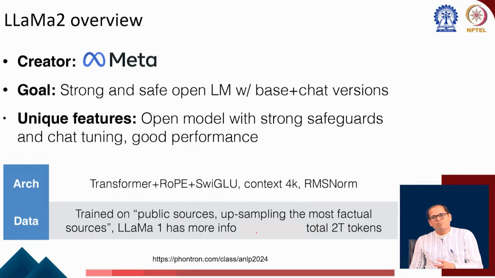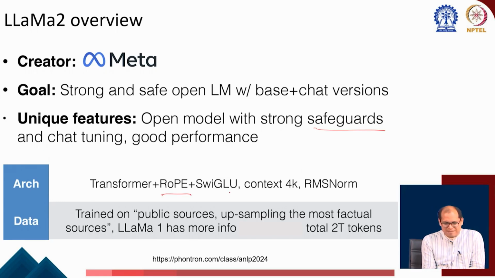Now, let us see the Llama 2 model from Meta. Again, this was an open model, and they wanted to have a lot of safeguards and chat fine tuning. So, in terms of architecture, you see a repetition. It is a transformer plus rope embeddings and swiglu and RMS norm. So, this looks very standard nowadays with modern LMs. So, they use swiglu, RMS norm and rope, and we have to talk about these in detail. This has been trained on public sources, roughly 2 trillion tokens.